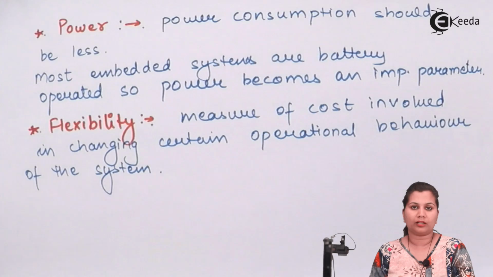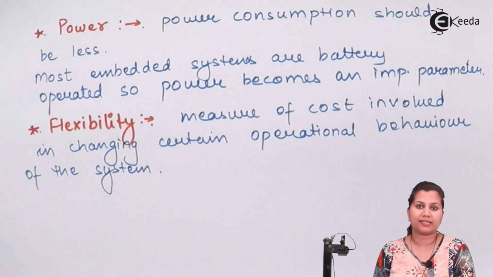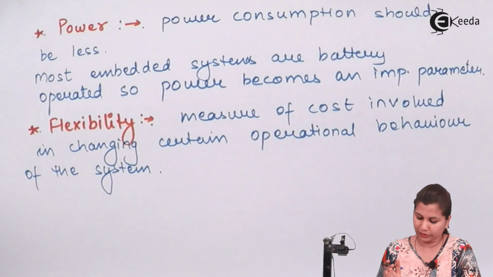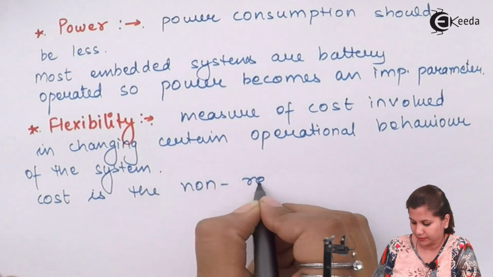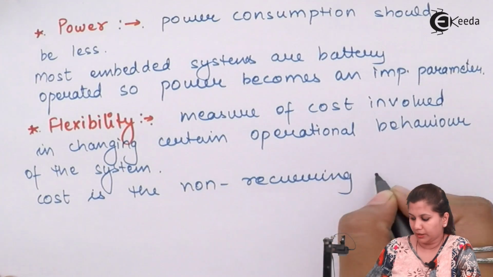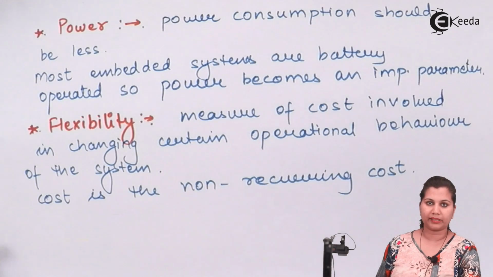When we are making changes in the embedded system, like if we want to change the behavior of some of the parts, then how much cost is involved in those changes comes under flexibility. That is how flexible our system is: if we are making small changes in its behavior, then only a small cost is required. If a large cost is required, it means that our system is not flexible. Here the cost is the non-recurring cost, because once we have made the changes, those changes are going to persist in the system itself.